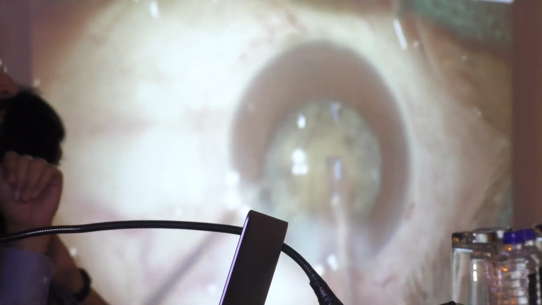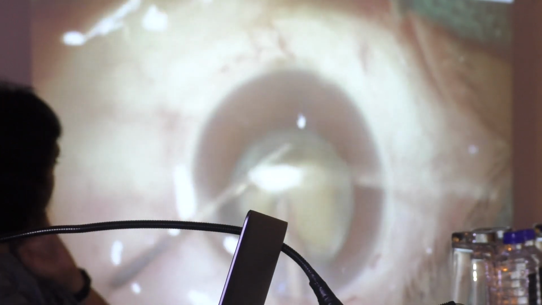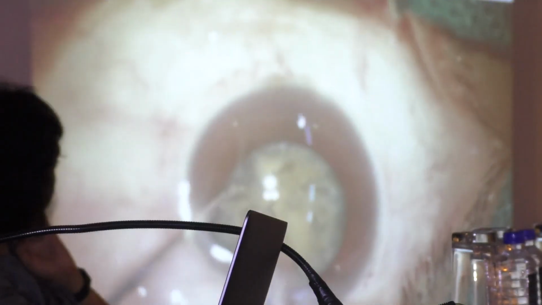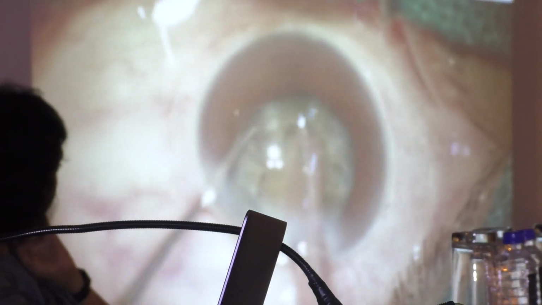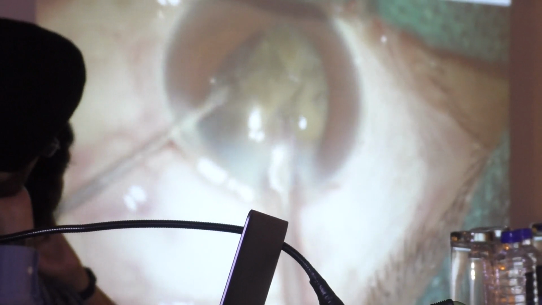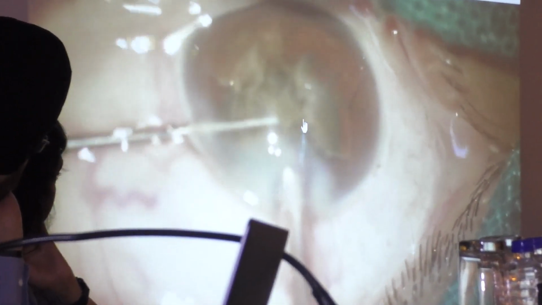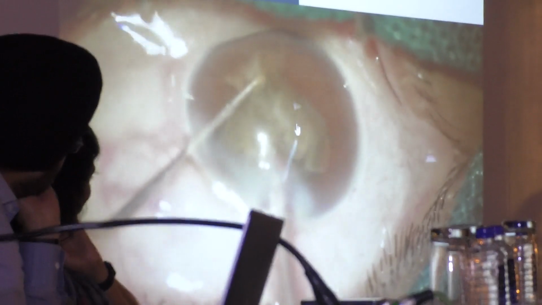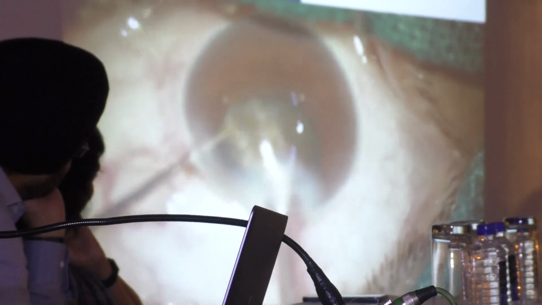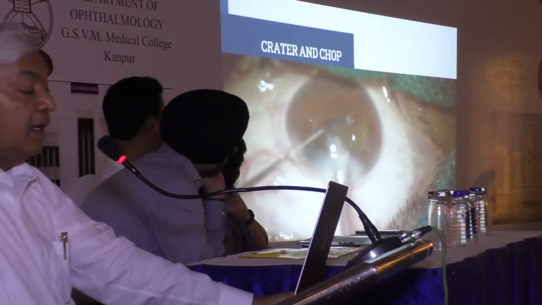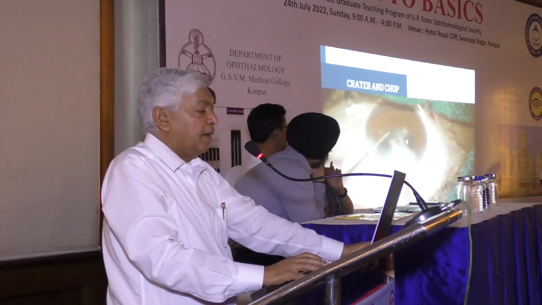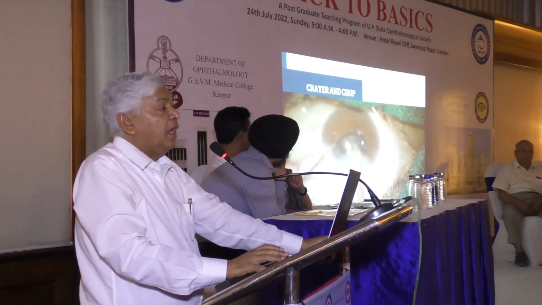Sometimes this is the main case. In this type of cases, suppose a person asks you to operate and you are interested to operate, if you learn the basics, you will be able to perform even this type of case, even a very hard nucleus. And once you know how to break the nucleus, if you are able to make it smaller, then it's very easy to remove. Do the Phaco very well, in any kind of case.